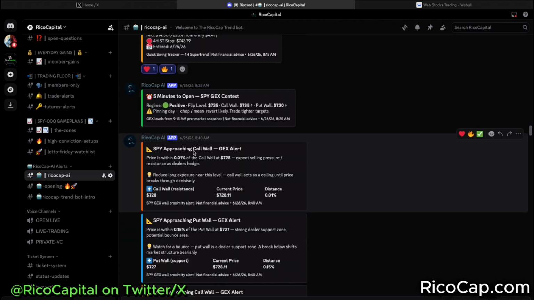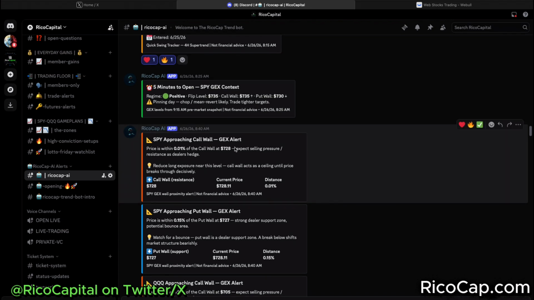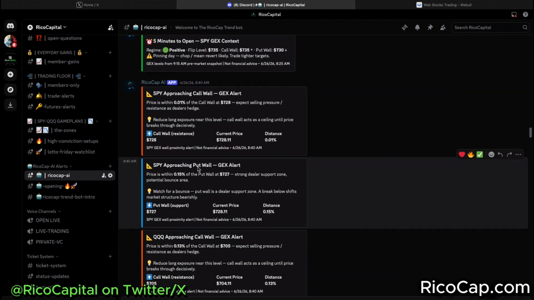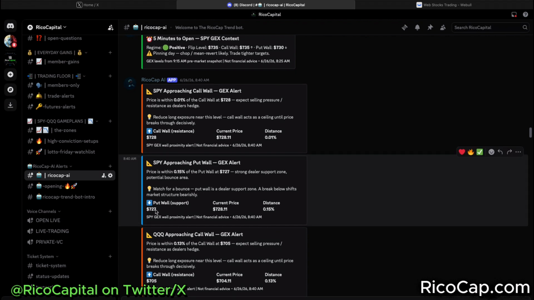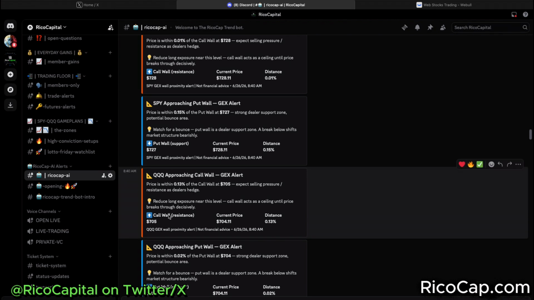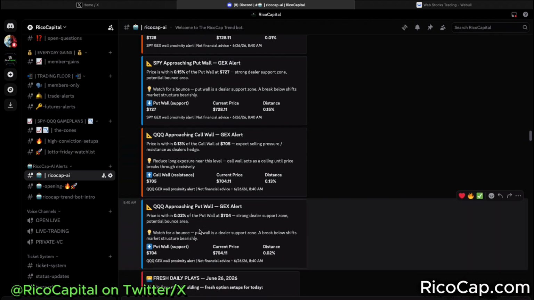It's going to give it to you 10 minutes right after open, the actual data. And they are, of course, going to let you know right at open which way it's going to be going. Perfect tool to know where support is, 727, where any type of resistance. And the same thing for QQQ, any type of resistance, any type of support.